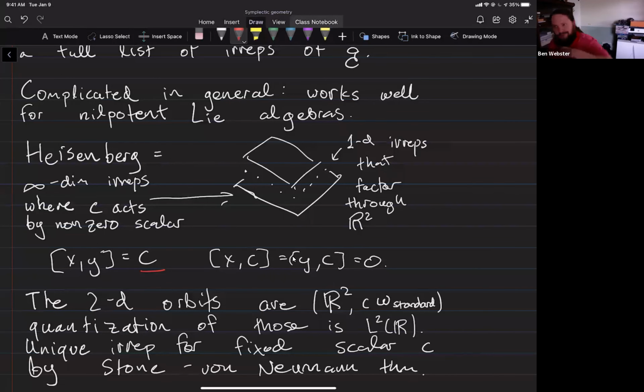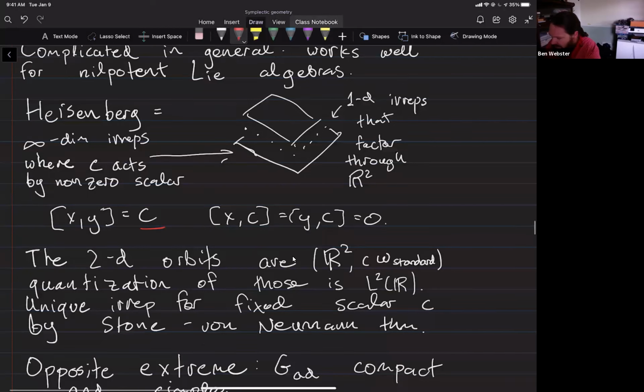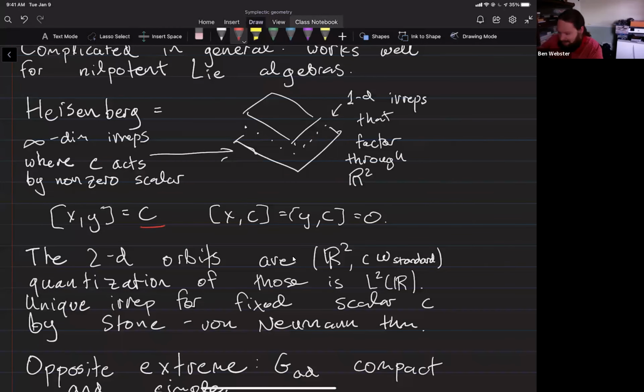And indeed, these 2D orbits as symplectic manifolds are just R2 with a multiple of the standard symplectic form. So you just do the sort of quantization story we did before. All right, so that's one perspective on this stuff. And then there's the opposite extreme.